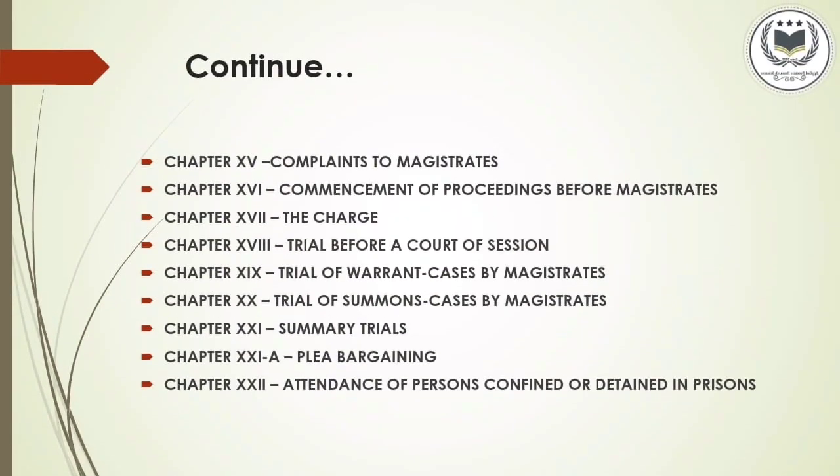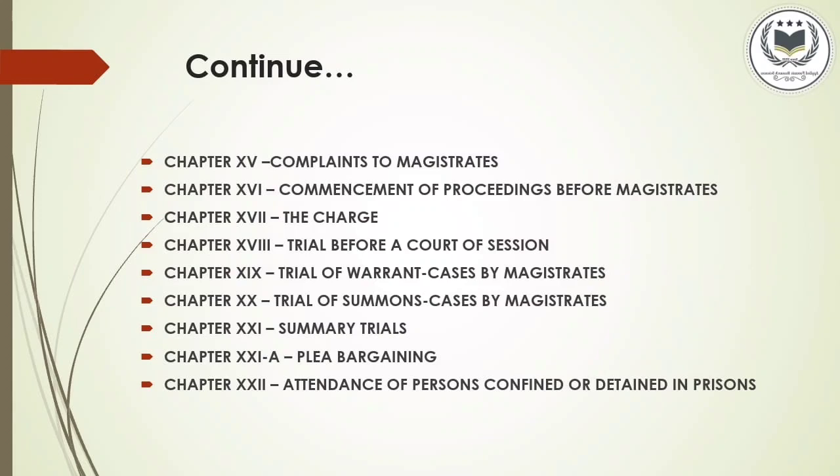Chapter 15 that is Complaints to Magistrate. It has total 4 sections. Chapter 16 Commencement of Proceedings before Magistrate. It has total 7 sections. Chapter 17 The Charge. It has total 14 sections. Chapter 18 Trial before a Court of Session. It has total 13 sections. Next, Chapter 19 Trial of Warrant Cases by Magistrate. It has total 13 sections.